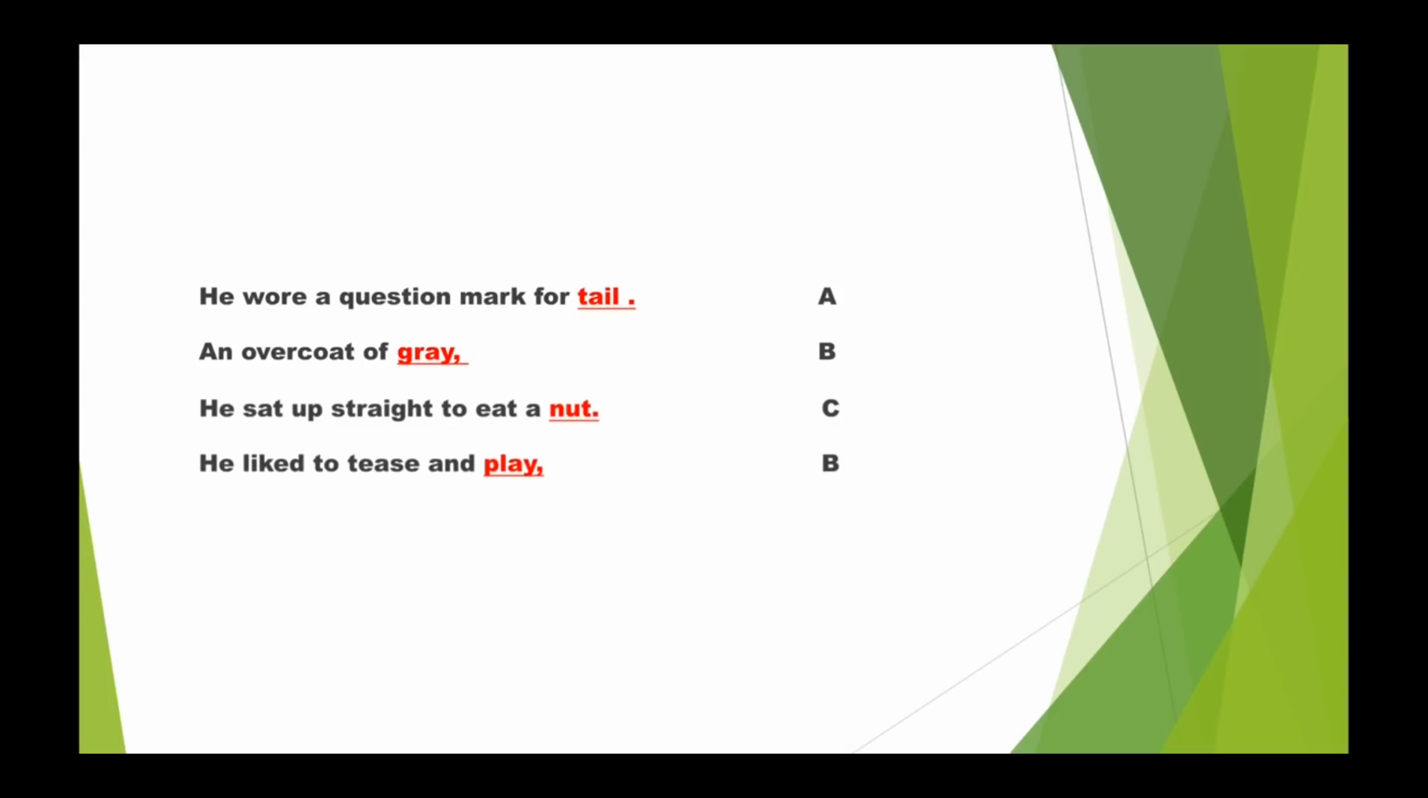Next is he liked to tease and play. Now here we can see that grey is rhyming with play. So we will write B for the same line. Next is and if we ran around his tree. Now tree is not rhyming with any of the words. So we will write D. Next he went the other way. Now way is rhyming with grey and play. So we will write B. So the rhyming scheme of this poem is A, B, C, B, D, B.